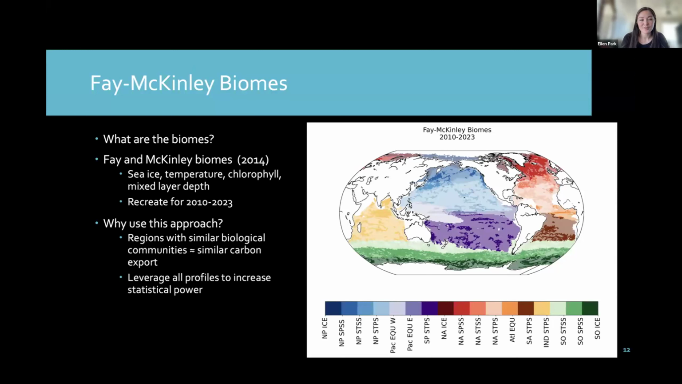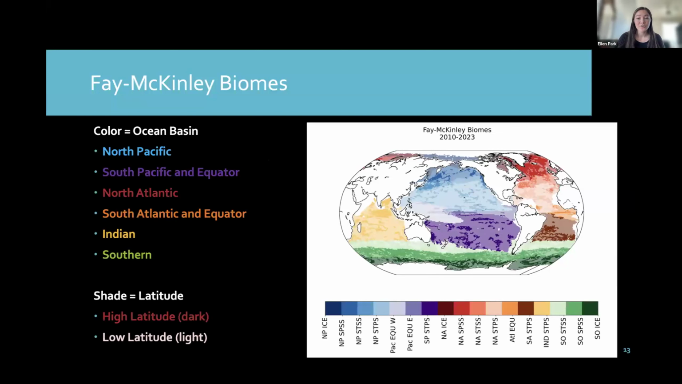And the reason that we want to use this approach is, as opposed to looking at individual floats and saying they're representative of an entire region, we want to group float profiles that fall within similar biological communities that probably have similar carbon export processes, so we can use all of the floats and increase our statistical power. So I'm not going to go into much detail about what all of these different biomes mean, but just to get everyone oriented, each ocean basin is given a specific color, and then within each basin, the darker shades represent the higher latitudes and the lighter shades represent the lower latitudes.